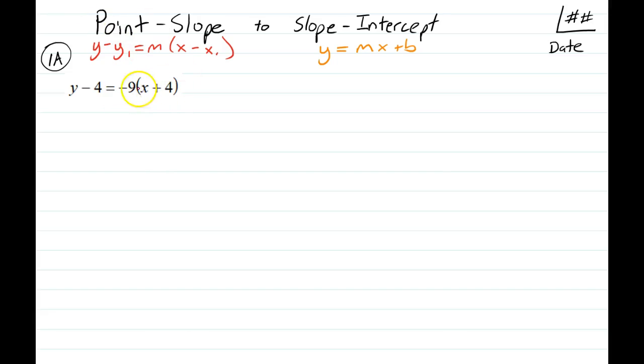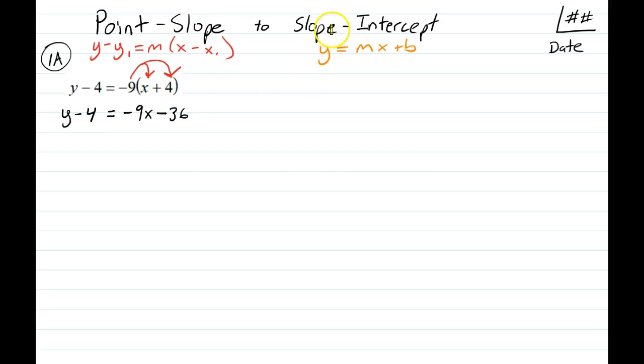So let's look at the first one. We have a number next to parentheses, so we're going to distribute. That's going to give us negative 9x. And then a negative times a positive is going to give us a negative 36. On the left, we didn't do anything, so we just rewrite it.